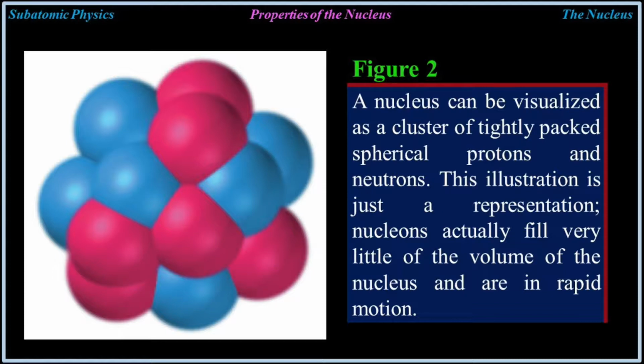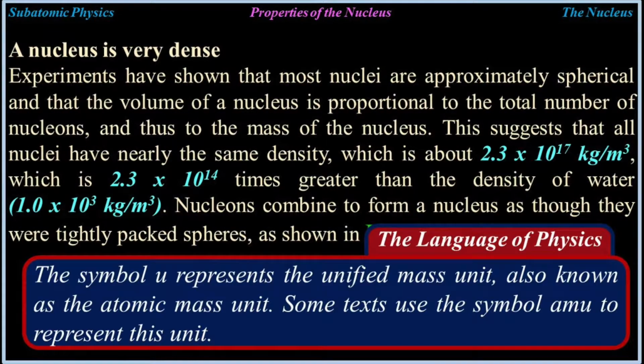Nucleons actually fill very little of the volume of the nucleus and are in rapid motion. A nucleus is very dense. Experiments have shown that most nuclei are approximately spherical and that the volume of a nucleus is proportional to the total number of nucleons, and thus to the mass of the nucleus. This suggests that all nuclei have nearly the same density, which is about 2.3 times 10 to the 17th kilograms per cubic meter, which is 2.3 times 10 to the 14th times greater than the density of water, which is 1 times 10 to the third kilograms per cubic meter.